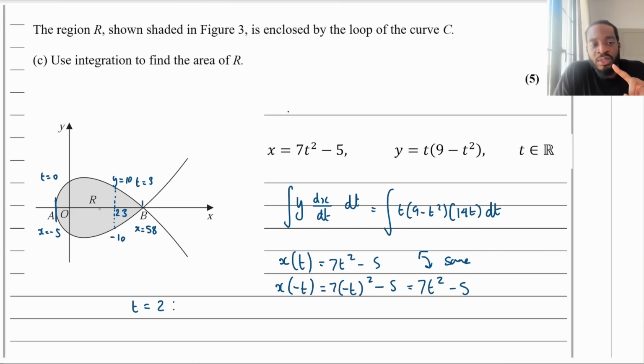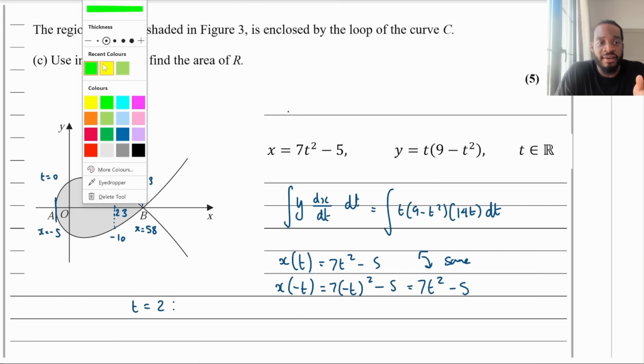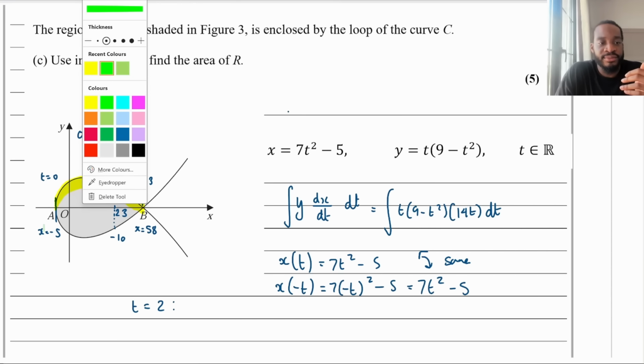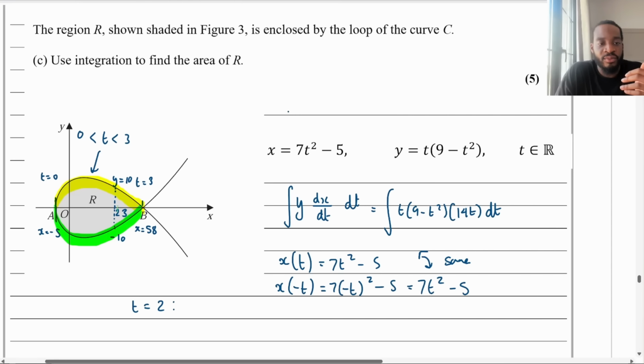So essentially, what is happening is when I plug in positive values of t, it will give me the top half of this graph here. So I'll highlight this in yellow, right? This part in yellow, this upper loop, these are the values of t between 0 and 3, okay? Now this loop at the bottom, the green part, these are values of t which are between minus 3 and 0, okay?